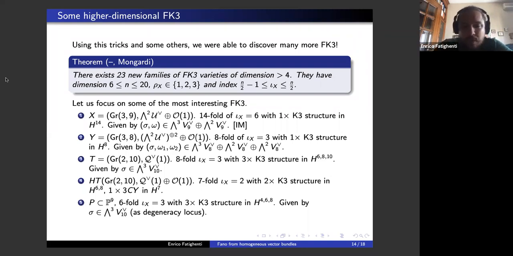Or we could take this variety and take a hyperplane section of it, and then we could find, of course, 2 K3 structures by simply the Lefschetz hyperplane theorem, and then one extra Calabi-Yau structure in the middle cohomology, which is quite interesting. It's the first example of this type. Or another variety, which a priori does not admit a K3 model, although I know how to describe it in some sense in a more complicated variety. So this is a very classical variety called the Pfaffian variety in P9. And in fact, this is a sixfold, once again of index 3. And once again, it has 3 K3 structures in H4, H6, H8. And this is classically described as a degeneracy locus.